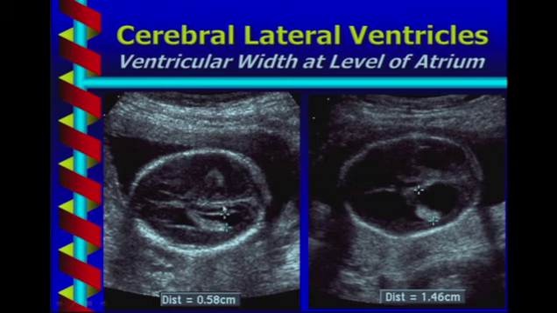The beauty of this measurement, the cerebral lateral ventricle measurement, is that in the second and third trimester, the upper limit of normal does not change during pregnancy. It's the only measurement of the fetus that fits that pattern, and the upper limit of normal in the second and third trimester is 10 millimeters. So this one's normal, and this one is abnormal, hydrocephalus.